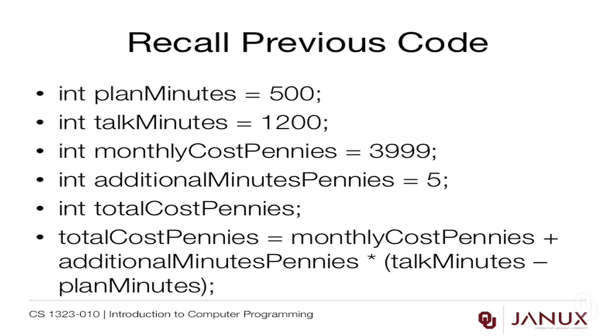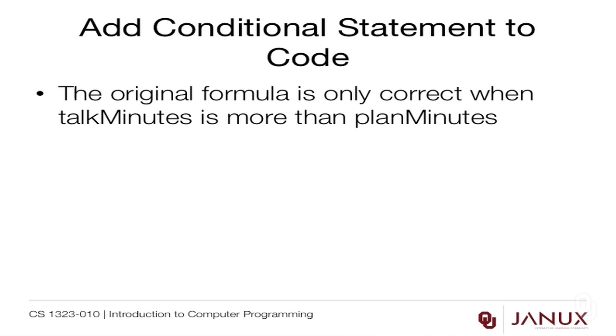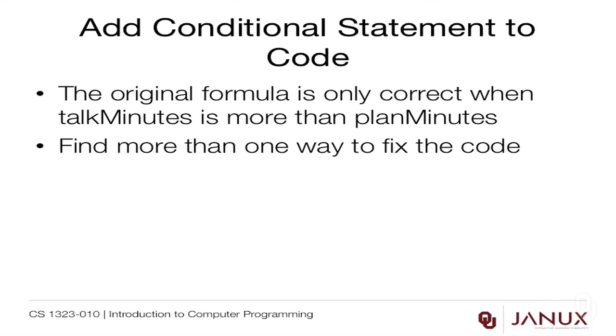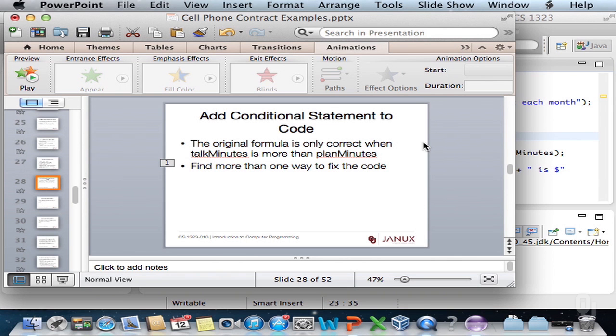So, recall our previous code. We have our plan minutes, our talk minutes, our monthly cost, our additional minutes, our total cost in pennies, and we have our formula. All of those things stay the same. In fact, we can reuse all of the code we've done before. The original formula is correct only when the talk minutes is more than the plan minutes. Now, there's more than one way to fix this code, and so we want to pay attention to that. If you fixed it a different way, that could be just fine too, as long as the code works correctly. So let's go to Eclipse.